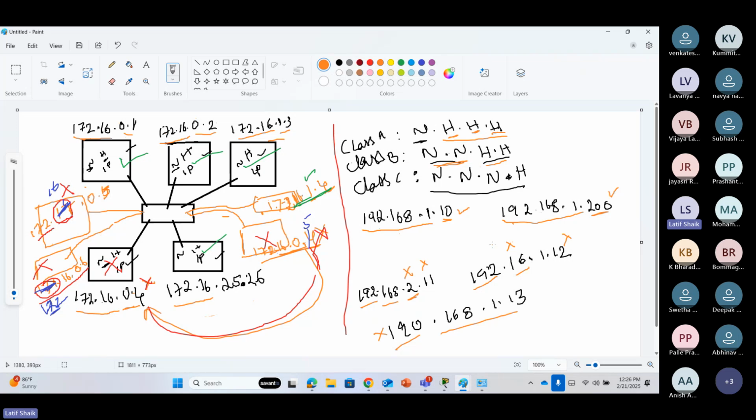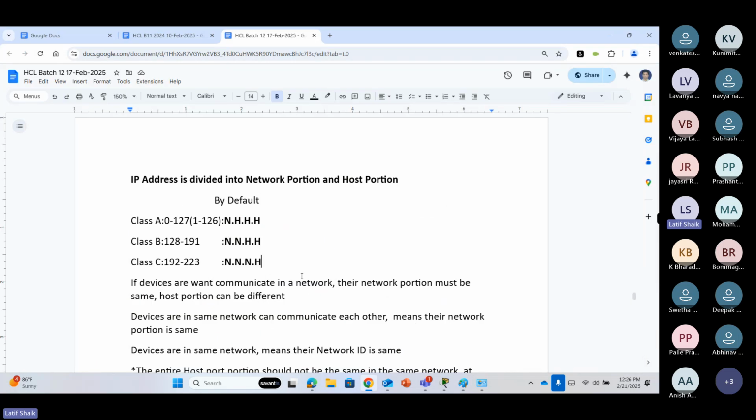In case you have made a mistake like this, change it: make it 1, make it 168, make it 192. And also check the host portions, so the hosts do not create conflicts. These are the class A, class B, and class C network and host portions. You guys understand?